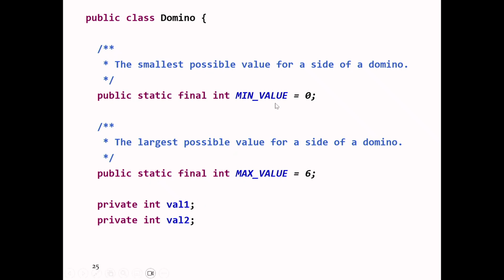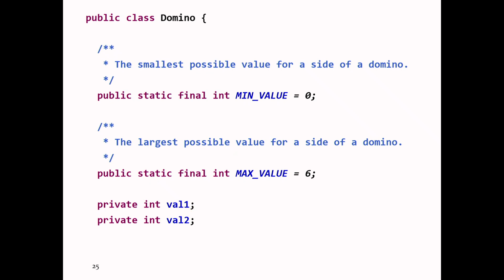Right? It might be useful to know what the minimum value is for a side of a domino. So I've got a field called min value, that's static, right? And I've got a field called max value, that's static. Right? Why are they static? Because it doesn't make sense for every domino to have its own minimum and maximum value. Right? The minimum and maximum value is the same for every domino. I only need one copy. So it makes sense in this case to use a static variable to hold those values.